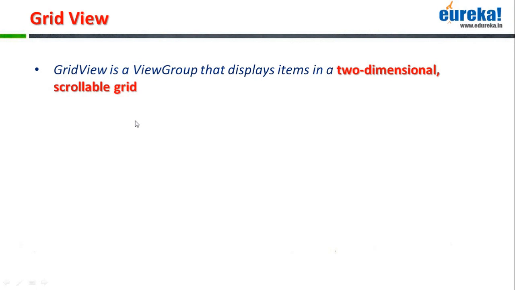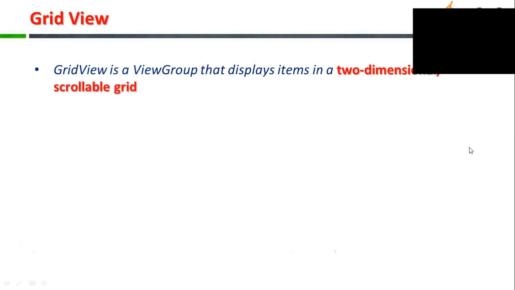Let's go back. Then after the table layout, we have the grid view. If anyone has any doubts at this point, say with respect to the linear layouts, the relative layouts, the table layouts, you can write on the chat window. Is this clear to everyone? And the relative layouts, the linear layouts and all?